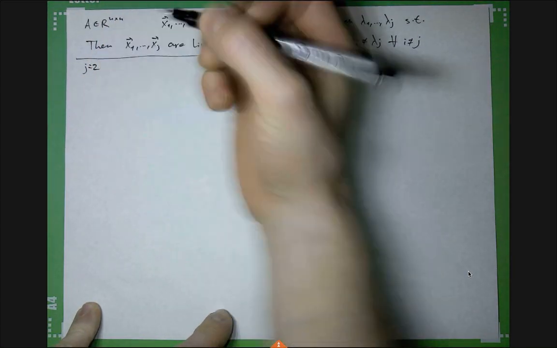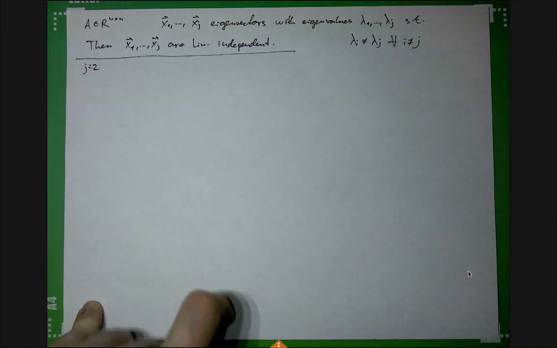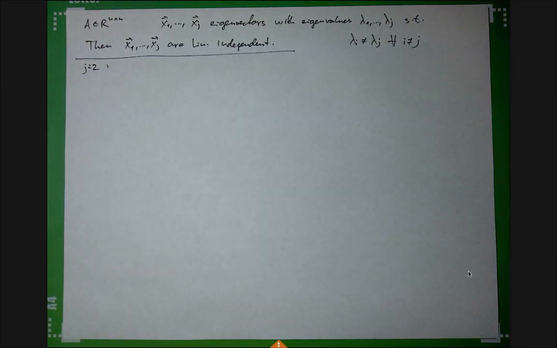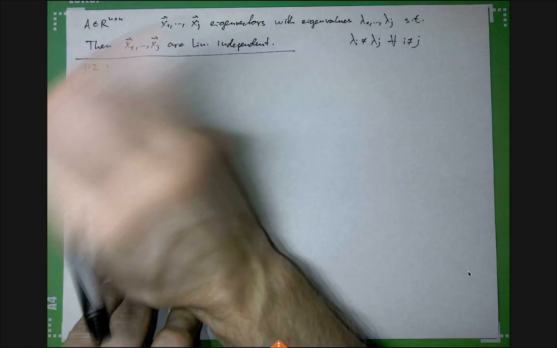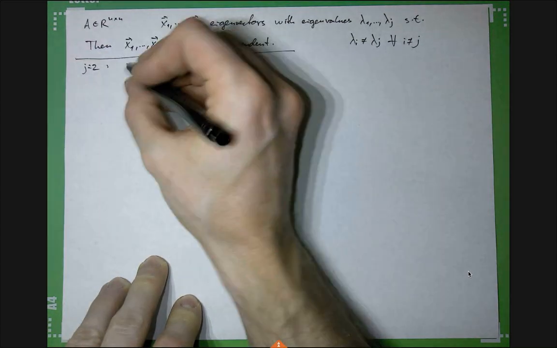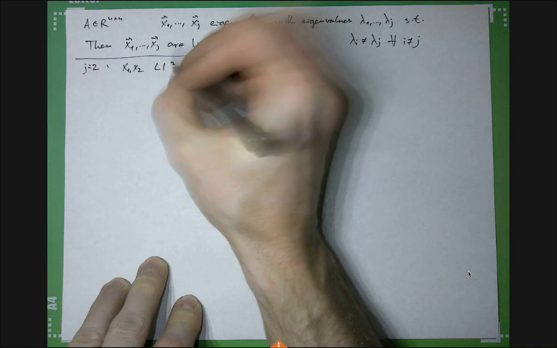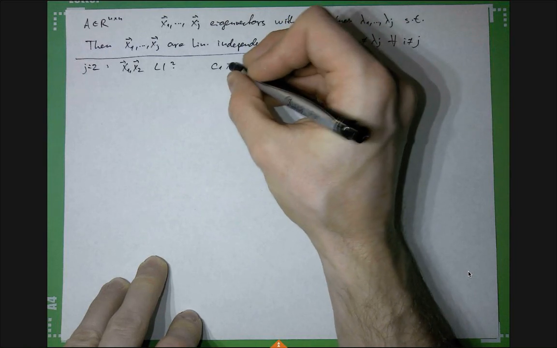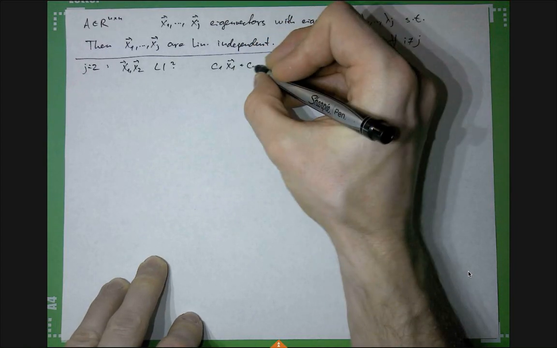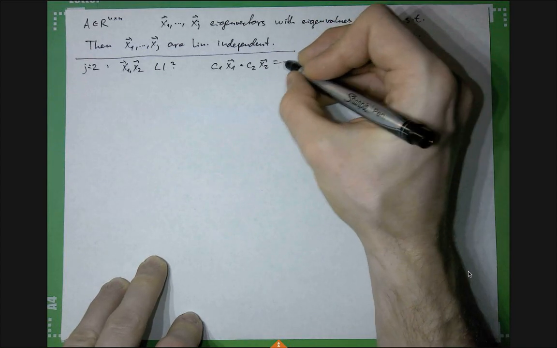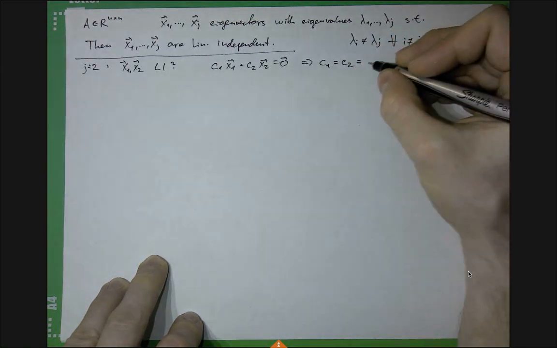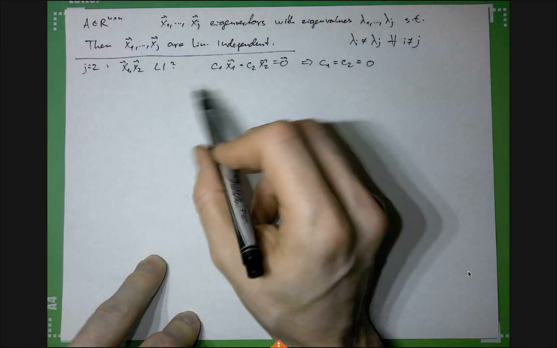So to prove that, let's start with a simple case where I have just two eigenvectors corresponding to two different eigenvalues. It's always a good idea to start with a simple case. So when are two vectors x1 and x2 linearly independent? Well, that's if and only if this equality, C1 x1 plus C2 x2 equals 0 as a vector, implies that both C1 and C2 have to be zeros, right? That's how we define linear independence.